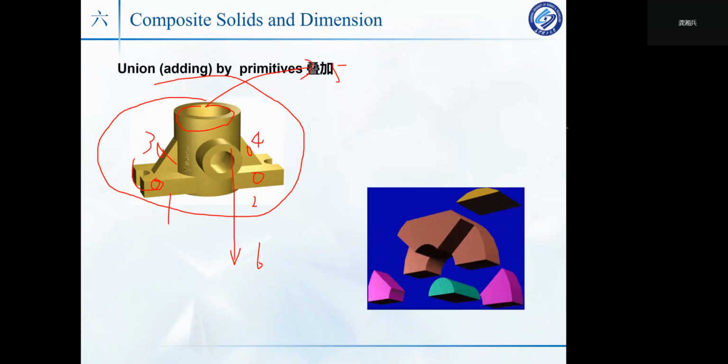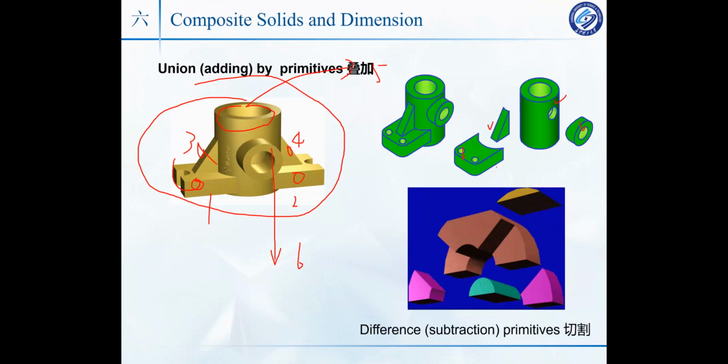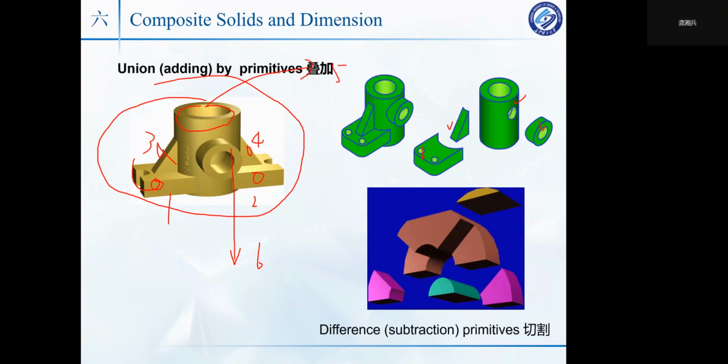So this shows the same thing. You make 1, 2, 3, 4, 5, 6, all 6 parts. Then you move them together. Here also we can change them into different kinds of parts, 1, 2, 3, 4. So this is union, but this one we can do by cutting, or we call it subtraction.